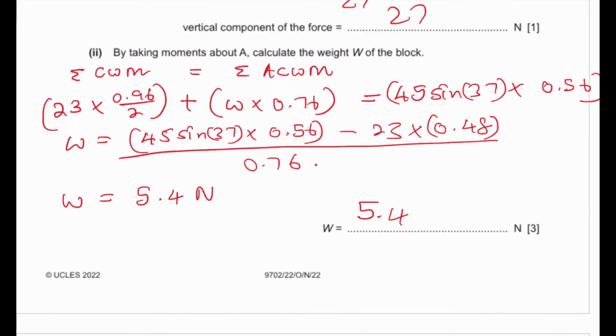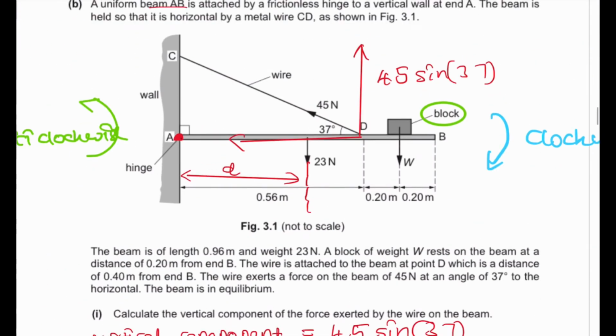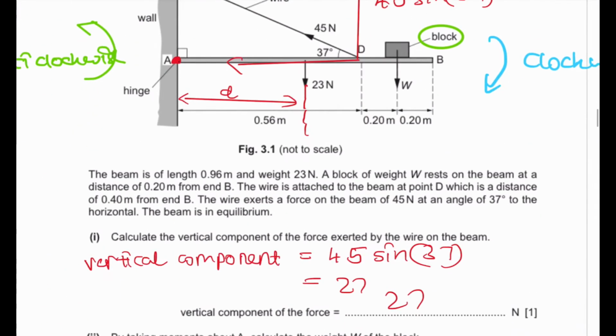So whenever you see a question that asks you to find the moment acting at a particular point, go to that point and define two things. What is your anti-clockwise moment? What is your clockwise moment? State those and be able to find the resultant.